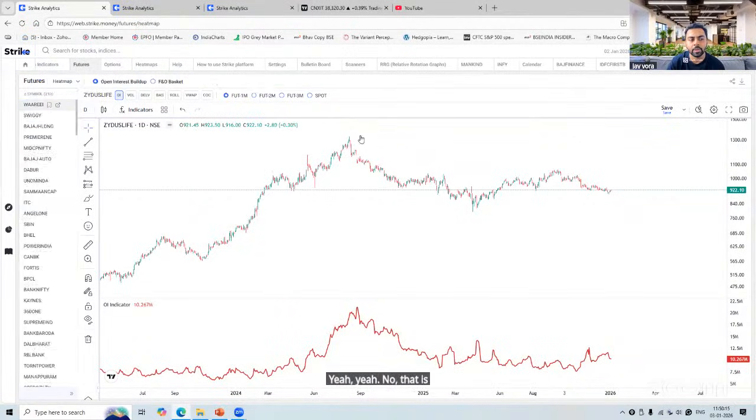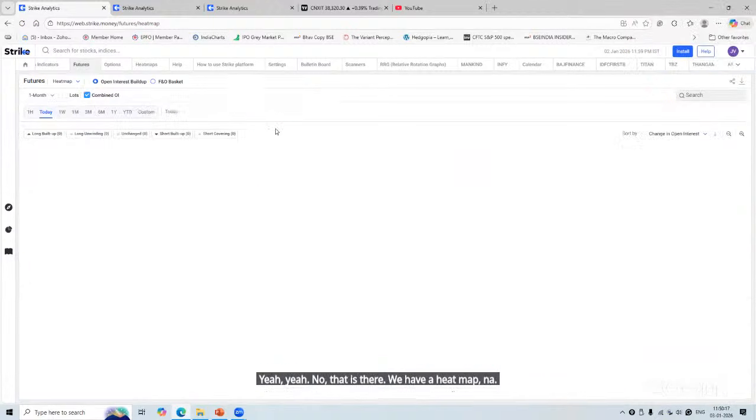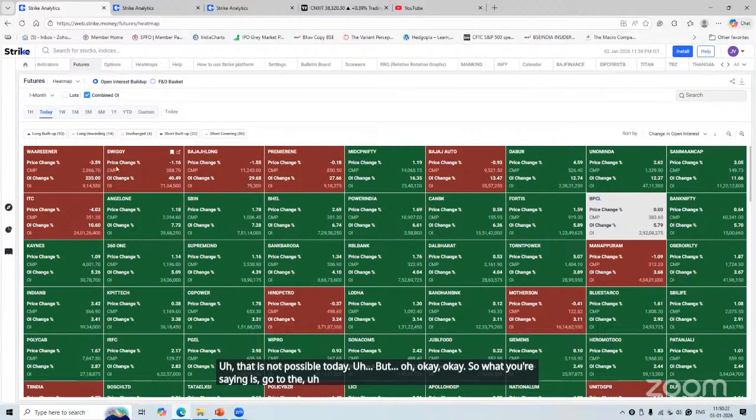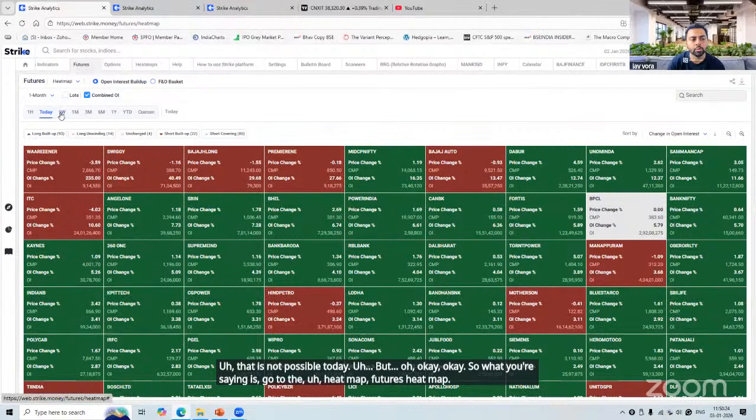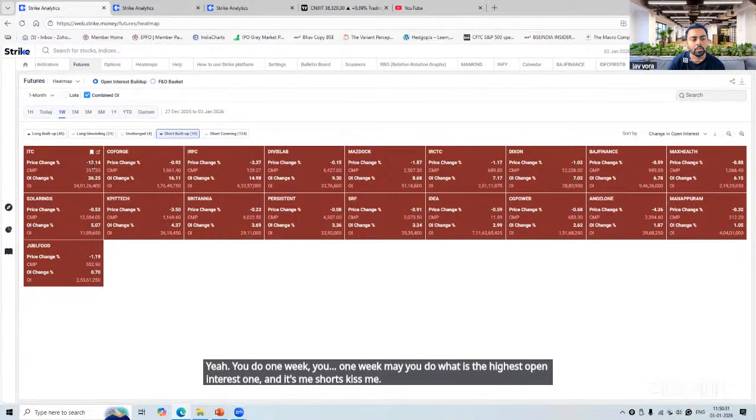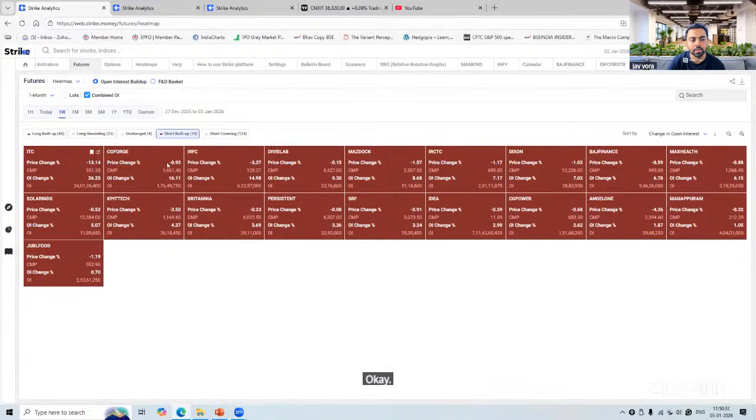We have a heat map, na? But okay. So what you are saying is go to the heat map, futures heat map, and then look at it. You do 1 week. In 1 week you look at what is the highest open interest one, and in this, where are the shorts built? So it is ITC 36%, 13% down.